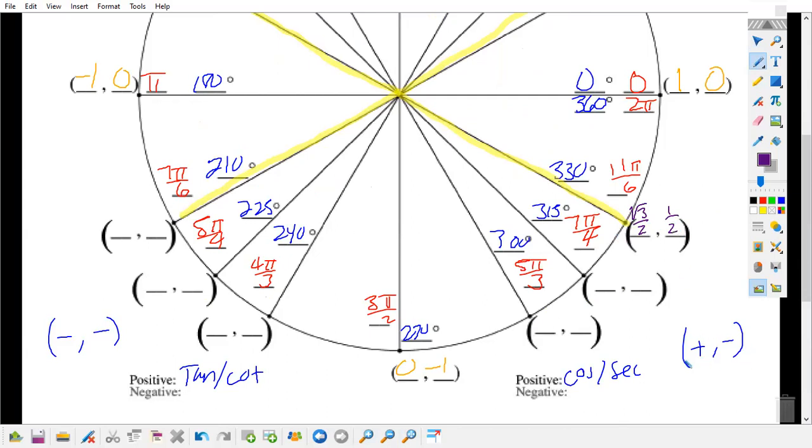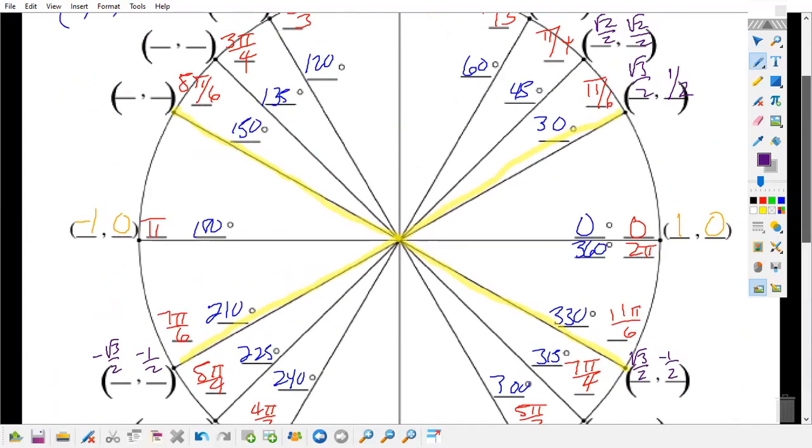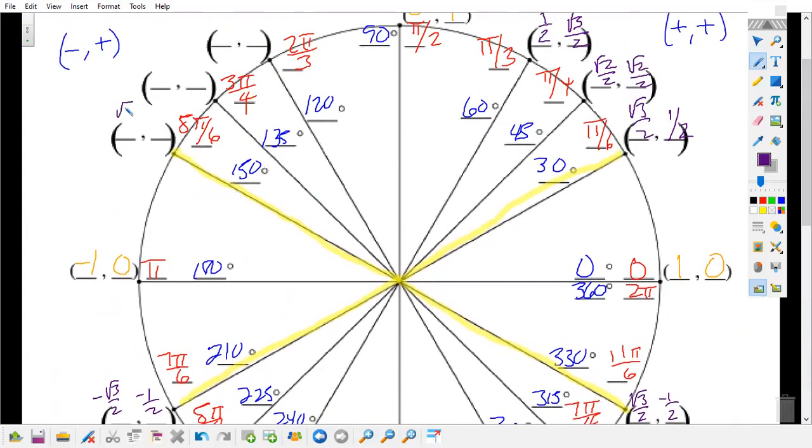But I have to be conscious of what the signs are here. The signs in quadrant 4 have to be positive and negative. I can come over here and write square root of 3 over 2 and 1/2. I have to be conscious of the signs. The signs here have to be negative and negative. In quadrant 2, I can write square root of 3 over 2 and 1/2, but I have to be mindful that my x has to be negative.